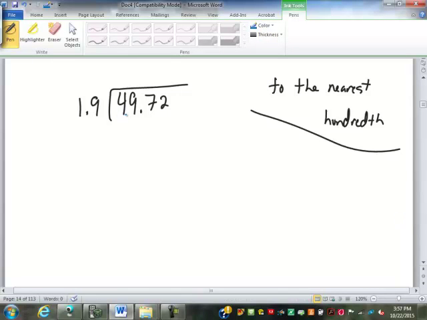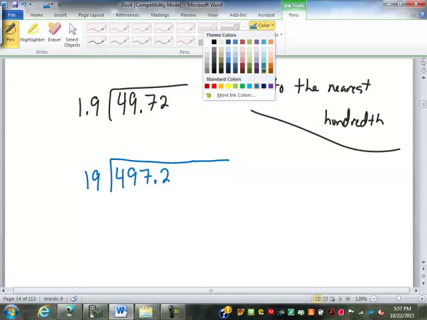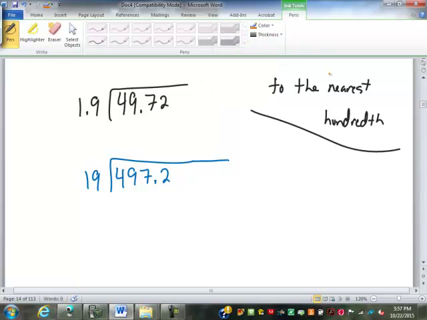We know the problem we're going to do here is not really 49.72 divided by 1.9. It's going to be what? Perfect. 497.2 divided by 19. Do you guys need a couple more minutes? We're good to go? Okay, I heard someone say almost done, so I'll give you a few seconds here.